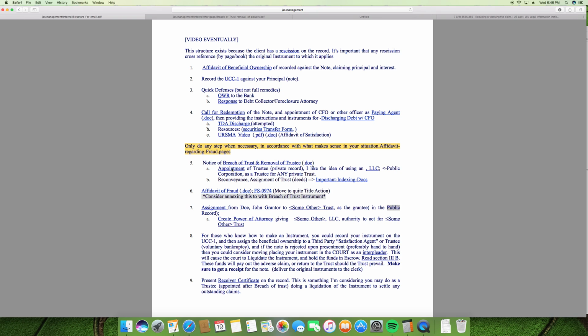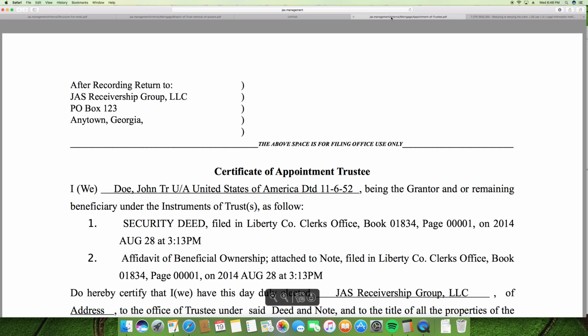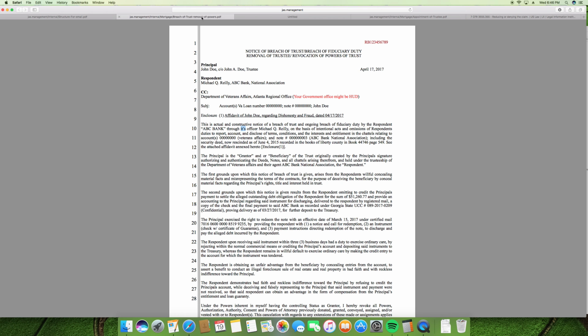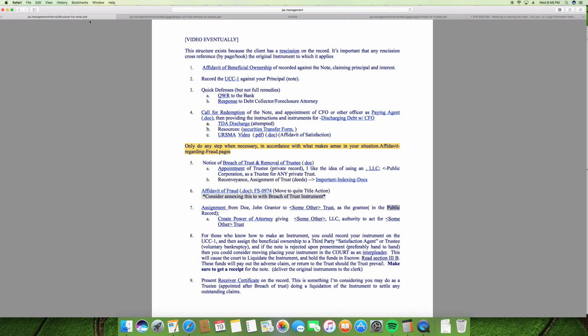Let's see. Here's a document, appointment of a trustee. So that's coming up somewhere. Let's see. Is that in there? Okay, certificate of appointment of trustee. It's a trust certificate. There you go. Here's a simple way of doing it for appointing a new trustee, right? I would also say, what else we got there that you can do?